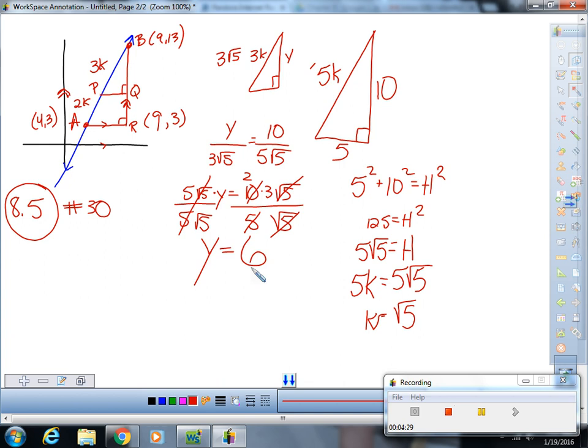Okay? So now that we know Y is 6, what has that told us? We know that this thing right here is 6. So then what must this be? Remember that it was 10 from here to here. So what must this be? That's got to be a 4. And so point Q is 4 above that. So point Q is 9, 7. And these are our two answers right there.